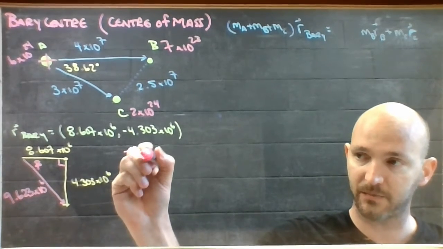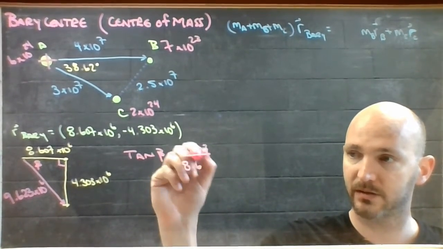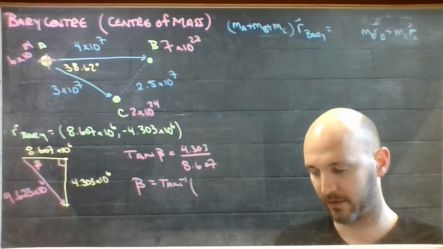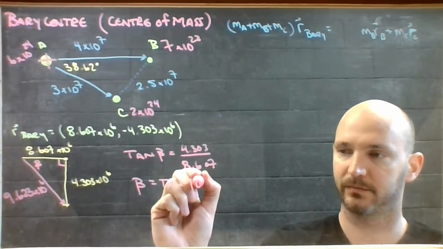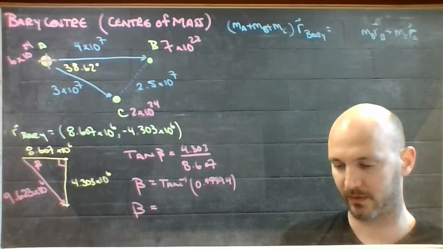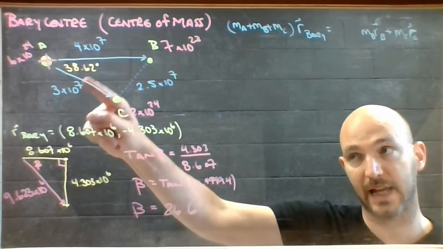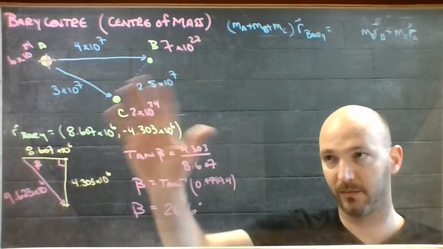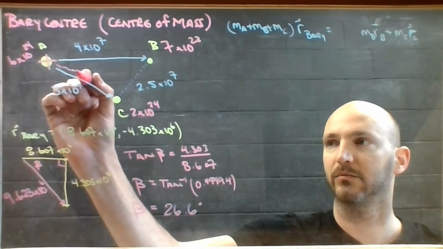And I will get that angle by doing tan beta is the opposite, 4.303, divided by the adjacent, 8.607. So beta is the arctan of 4.303 divided by 8.607, which is 0.499999. I bet that would be 0.5 if I hadn't done so much rounding. Do arctan of that answer. Gives me 26.6 degrees. Now that is also encouraging because it is less than the 38.62. So if I were to try and find this on my picture, if that was a 38 degree angle, then a 26 degree angle is probably like this. Ish.